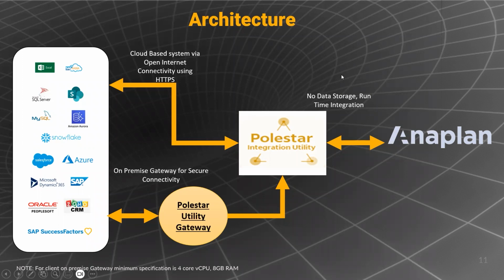When the data is in the integration utility, there is no data storage, and at the same time it is pushed to Anaplan. The utility gateway is a separate utility package that comes with the offering, which you can install on your VM, and you only open port 443 to the internet. From there, we connect to your different source systems behind the firewall. So that's the architecture, a simple, straightforward architecture which works.